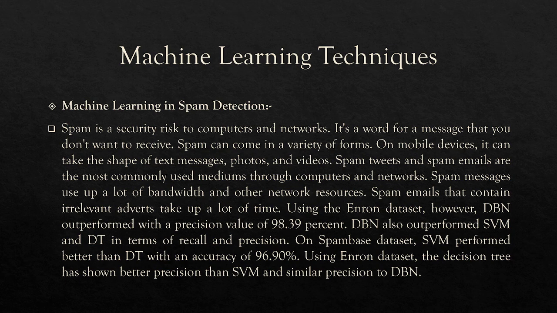Spam messages use up a lot of bandwidth and other network resources. Spam emails that contain irrelevant adwords take up a lot of time. Using the Androzoo dataset, however, DBN, which means Deep Belief Network, outperformed with a precision value of 98.39%. DBN also outperformed SVM, which is support vector machine, and DT, which means decision tree, in terms of recall and precision. On a spam-based dataset, SVM performed better than DT with an accuracy of 96.90%. Using the Androzoo dataset, the decision tree has shown better precision than SVM and similar precision to DBN.